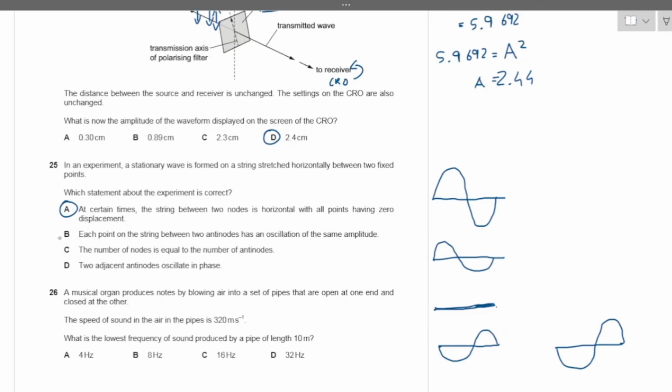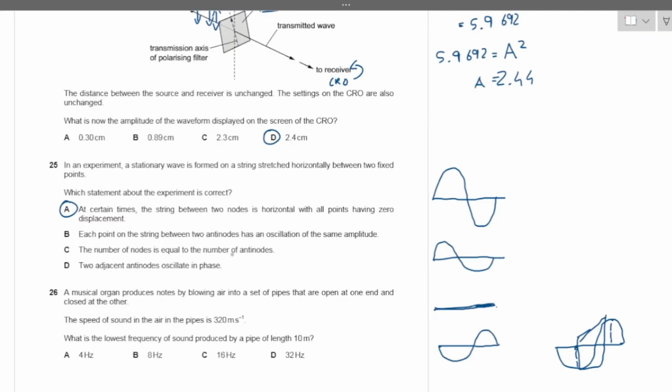Each point on the string between two nodes has an oscillation of the same amplitude. That is wrong. Option, each point on the string between two antinodes has oscillation. If you take two antinodes, one antinode is here and one antinode is here. If you look over here, not all of the points have the same amplitude over here. Otherwise, it won't form a stationary wave.